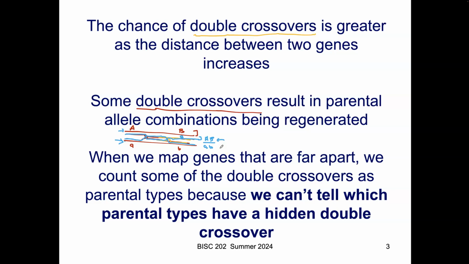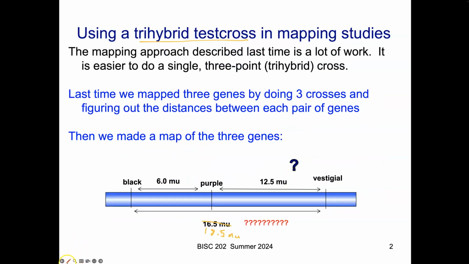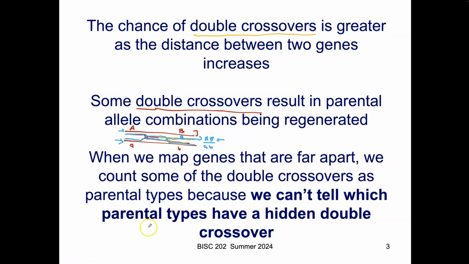We only can look at the actual alleles that are passed on, and we infer what happened. So when we look at the parental types, some of them may have been generated by two crossovers happening, and that means when we're mapping genes, we're counting up how many crossovers have taken place and dividing by the total progeny. But we're missing a bunch of crossovers when the distance is large, because the larger the distance is, the more likely it is that two crossovers can happen in that region.